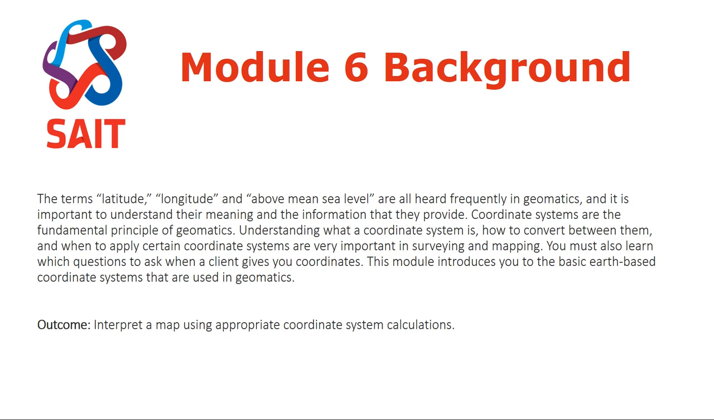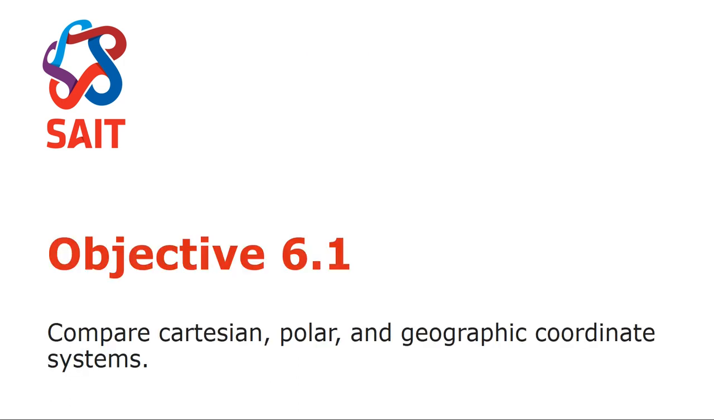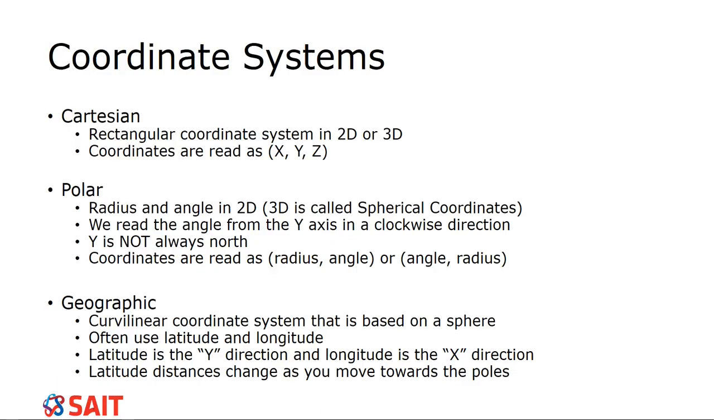The stuff that I'm covering here is like the backbone to your geodesy class and moving up into geodesy and map projections. So objective 6.1 is looking at Cartesian, polar, and geographic coordinate systems. So you should be familiar with Cartesian coordinate systems. That is the XY coordinate system or the XYZ coordinate system, depending on whether you are in 2D or 3D. It is also known as a rectangular coordinate system.